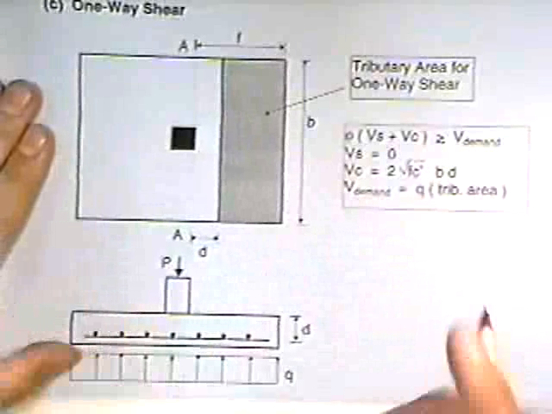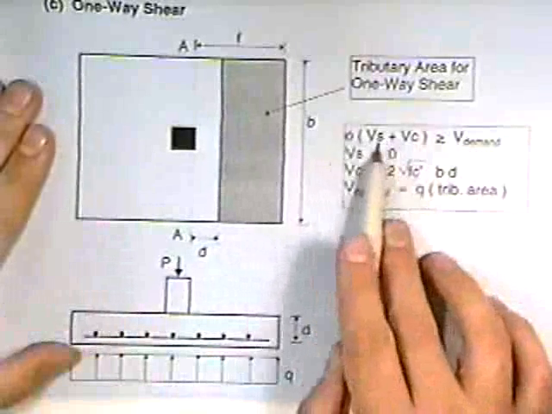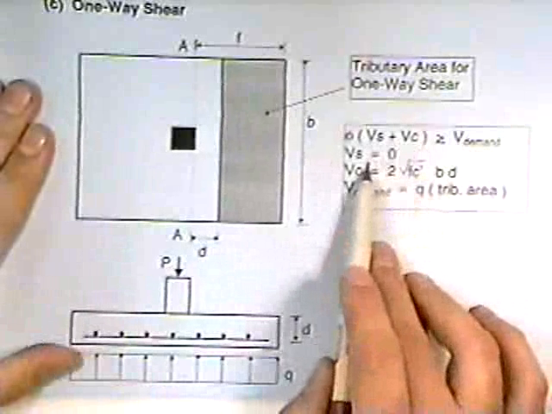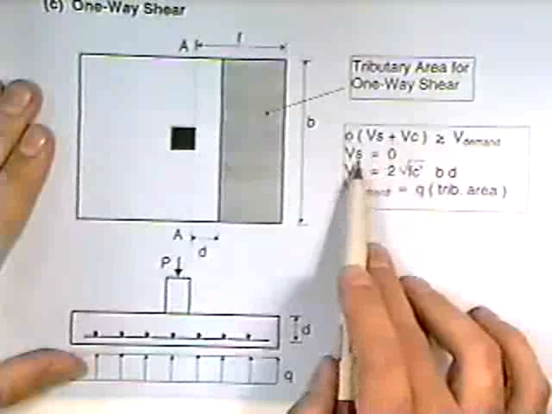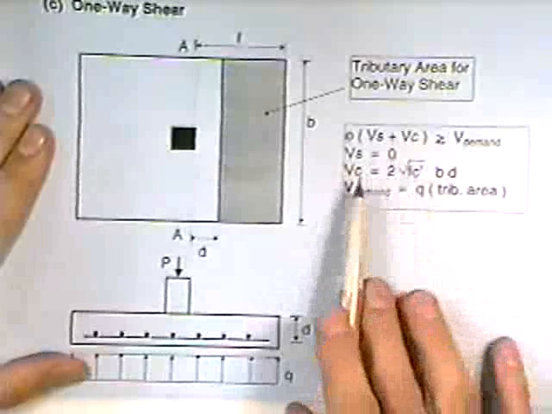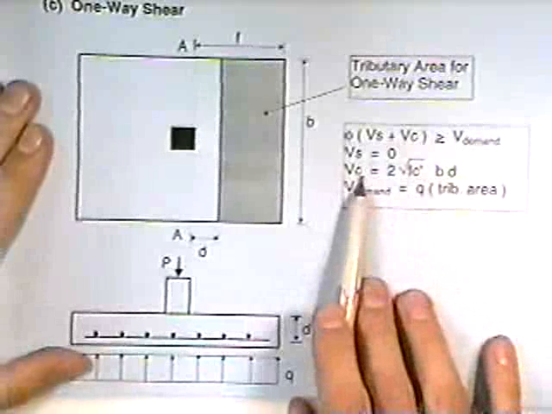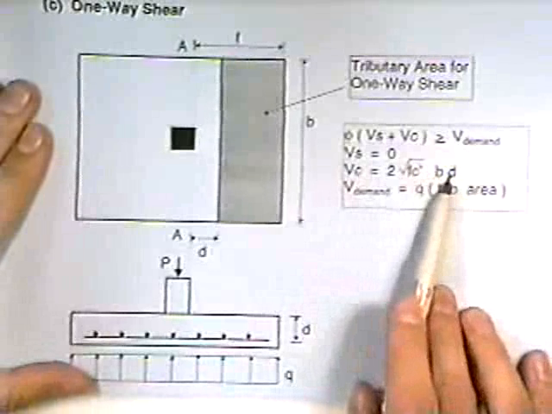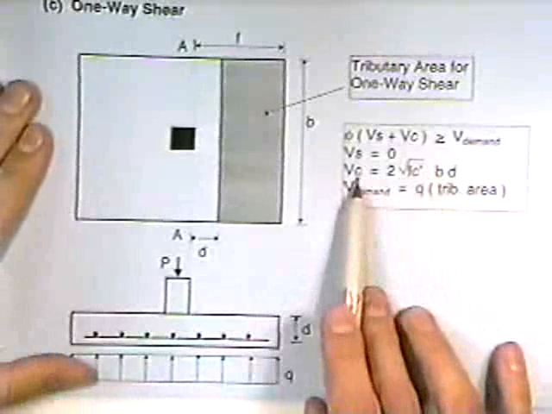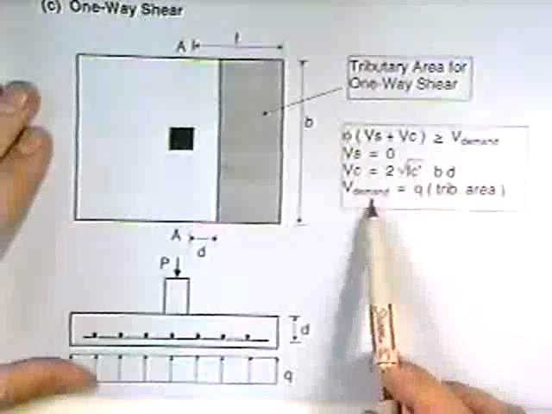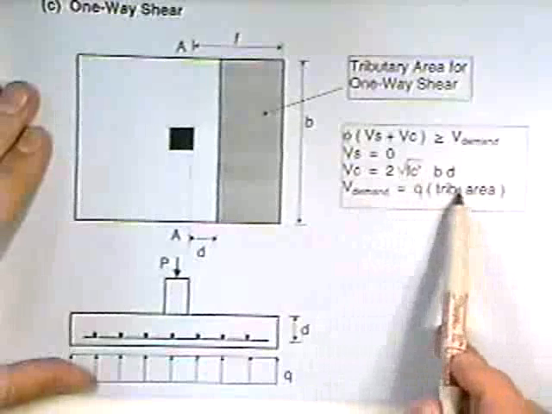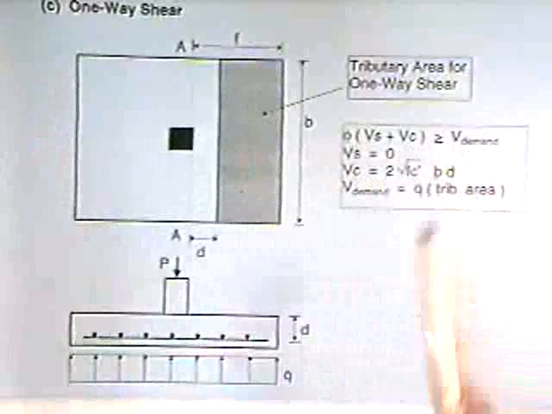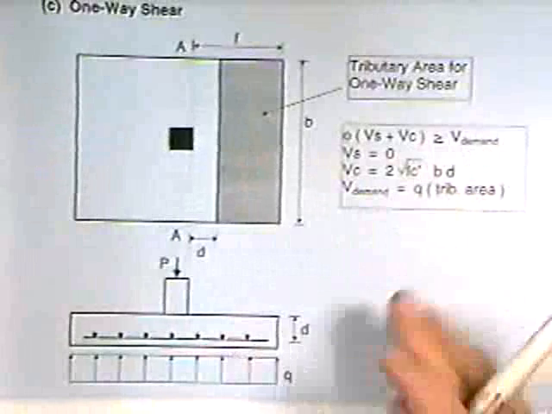Now, how do you know what your capacity is? Well, it's the same as beams. The capacity is phi times the part from the steel plus the part from the concrete. Typically, we do not provide any stirrups inside of footings, so V sub S is equal to 0. However, the part from the concrete for one-way shear is 2 root FC prime, just like it was for beams. When you multiply that by BD, that gives you a shear force resistance in the concrete. The demand, again, was the uniform loading Q times this tributary area, or the shaded part. You make sure that your capacity is greater than the demand, and you're okay. Your footing won't fail in shear.